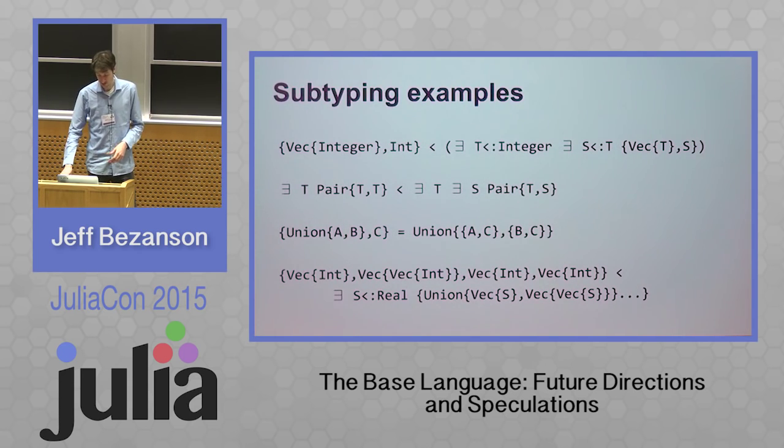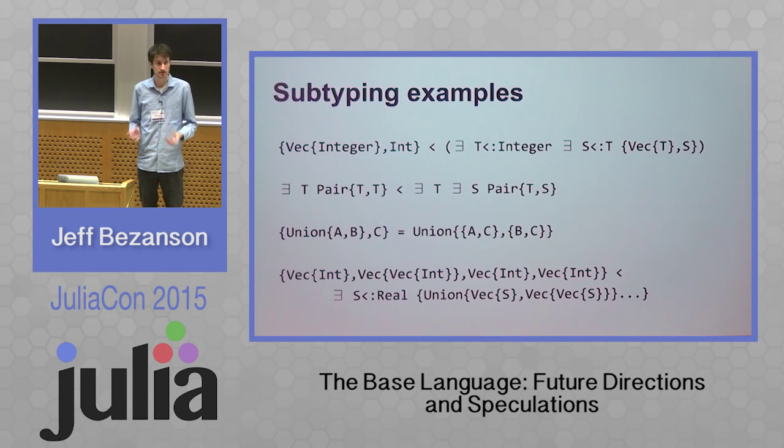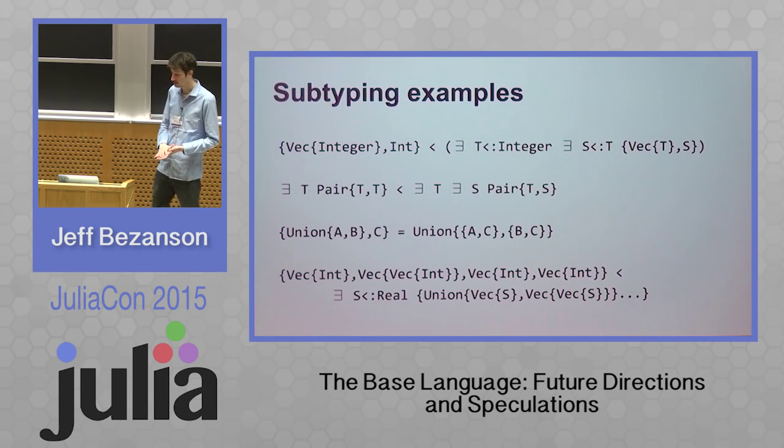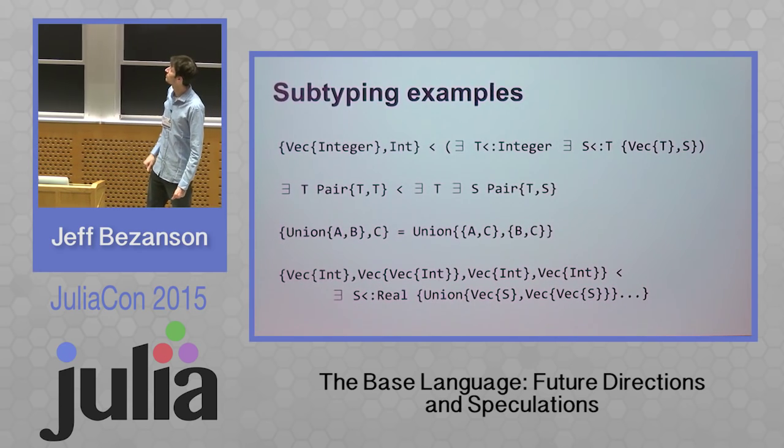So here are some examples of what it can do. Some of these should be familiar if you're used to some of the fancier Julia method signatures. At the top, you can imagine we have some argument types on the left and a method signature on the right. That signature says, for some integer type and some other type that's a subtype of that, I have a vector of the first type and a value of the second type. Does the thing on the left match that? And then there are a few other things like this.